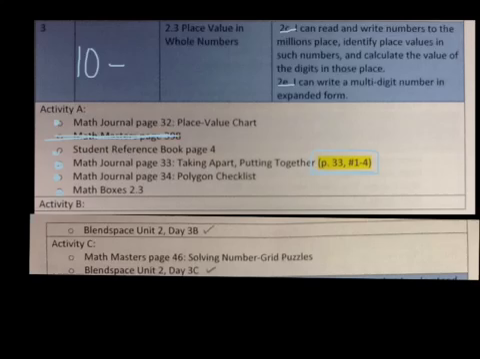Activity B and Activity C are on the other side. It's a blend space. On the blend space you go to day 3B, or if you're Activity C you do your Math Masters, that's in Mrs. Paczynski's room, and then you go to blend space day 3C.